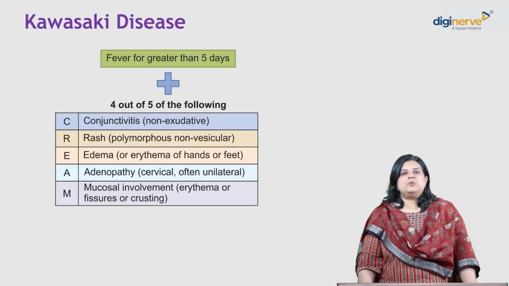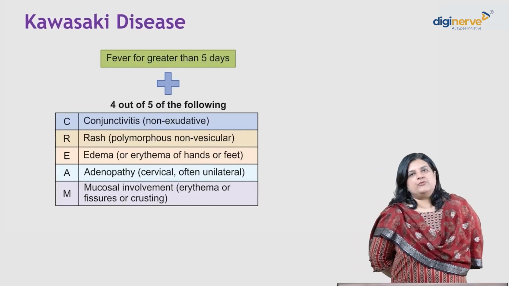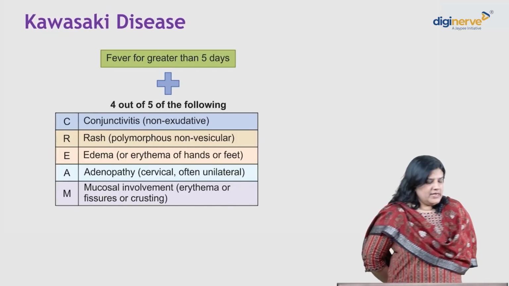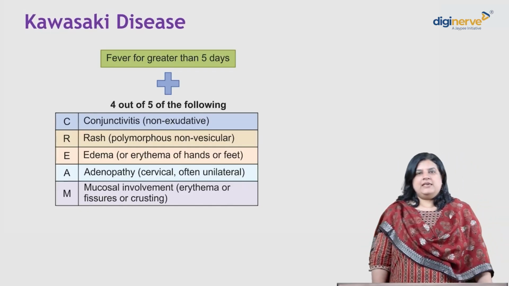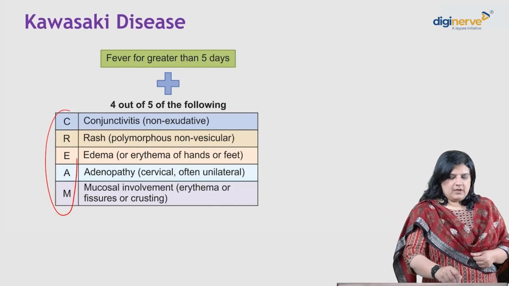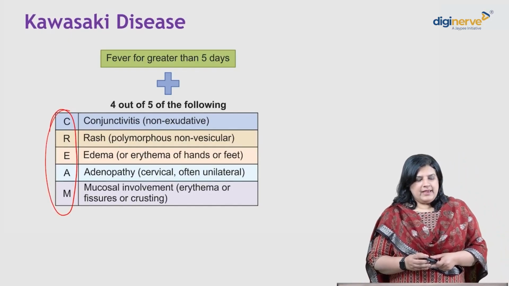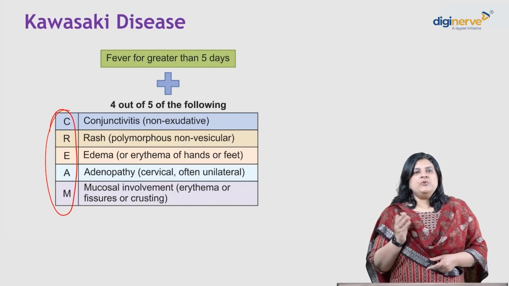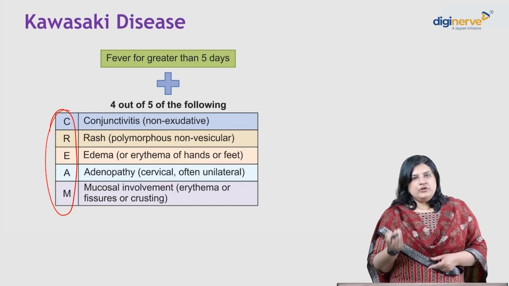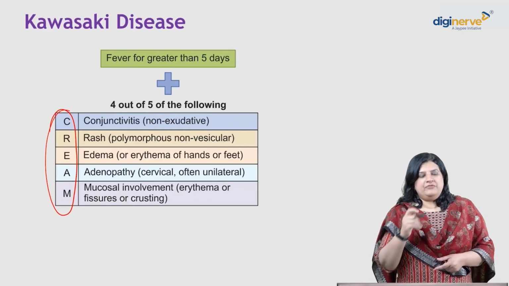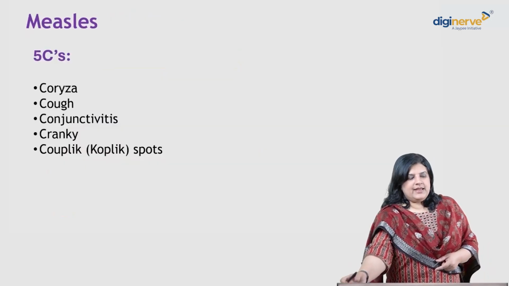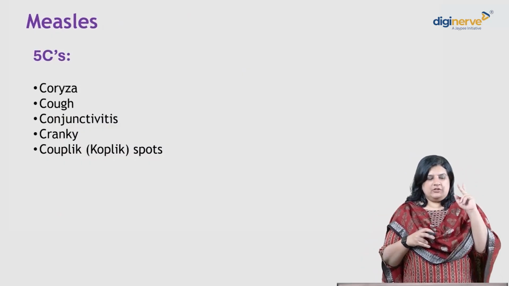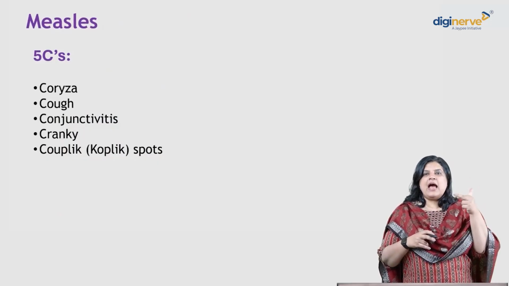Now, Kawasaki disease patients usually have a fever for greater than 5 days and 4 out of 5 symptoms. The mnemonic is CREAM, C-R-E-A-M: C for conjunctivitis, R for rash, E for edema, A for adenopathy, cervical, often unilateral, M for mucosal involvement, erythema or fissures or crusting. So fever with cream, this is Kawasaki's. Next, let's look at measles. 5 C's: coryza, cough, conjunctivitis, cranky behavior, and Koplik spots.